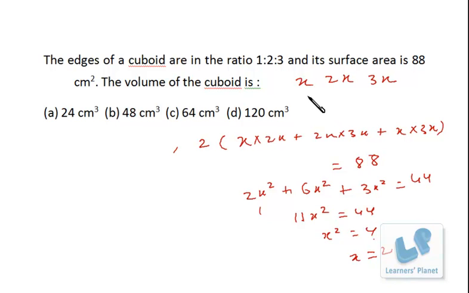That means the sides are 2, 4 and 2 3s are 6. That means the volume will be product of the sides, that is L into B into H. That means 6 4s are 24, 24 into 2, 48 centimeter cube. Quite simple. I hope you are clear.